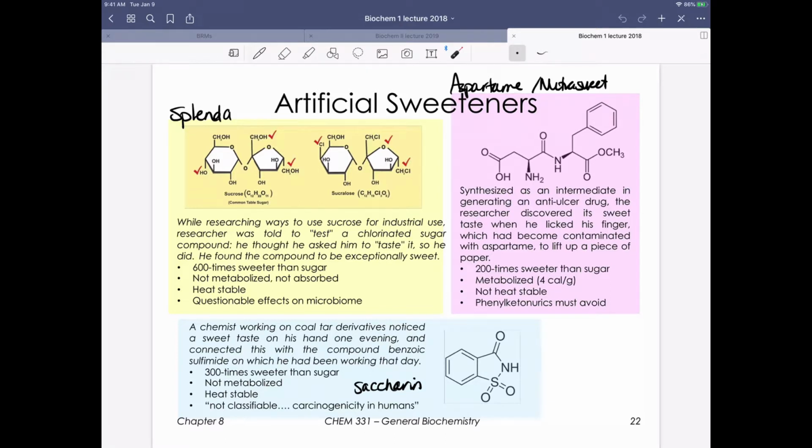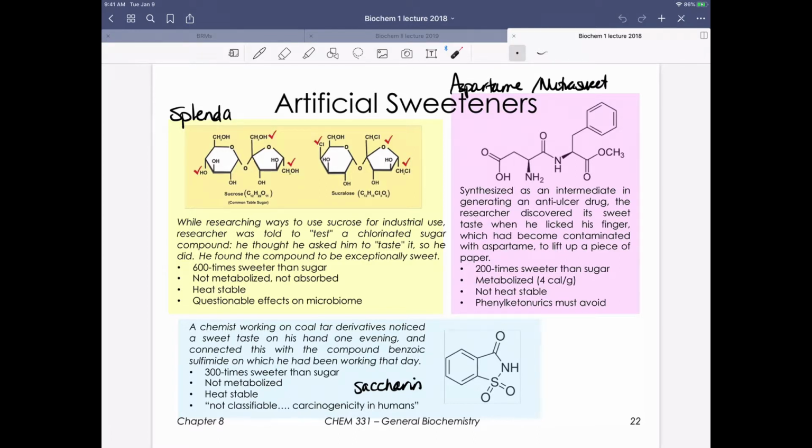Generic name is aspartame, trade name is NutraSweet. This is really a little synthetic peptide. So, interesting story. Again, it was synthesized as an intermediate in making an anti-ulcer drug, and the researcher discovered its sweet taste when he licked his finger, which had become contaminated with it. He went to, again, lift up a piece of paper that had gotten contaminated with it, and just licked his finger. So just some crazy things here where we see chemists not having proper protocol.